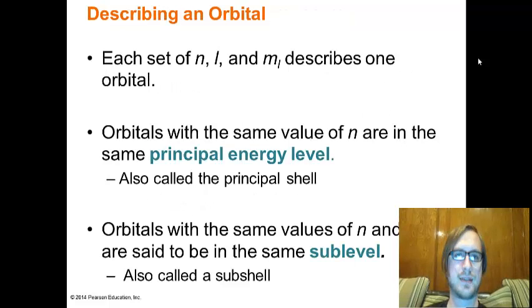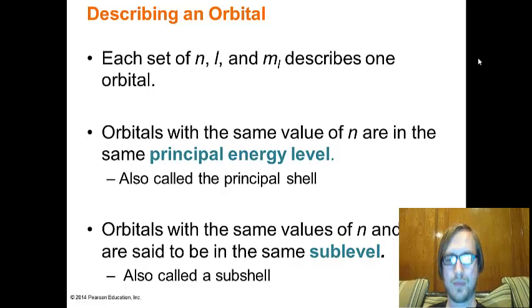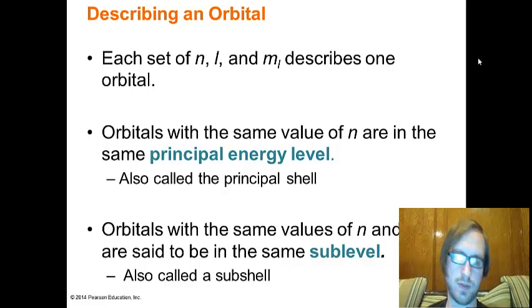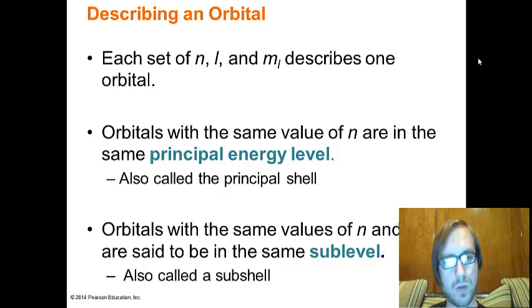So each set of n, L, and m sub L, those three quantum numbers together, describe one orbital. Orbitals with the same value of n are in the same principal energy level. That's the shell, the first, second, third, whatever. Orbitals with the same values of n and L are said to be in the same sublevel. Now they'll have different m sub L's.